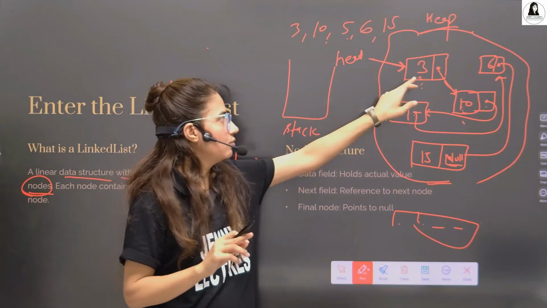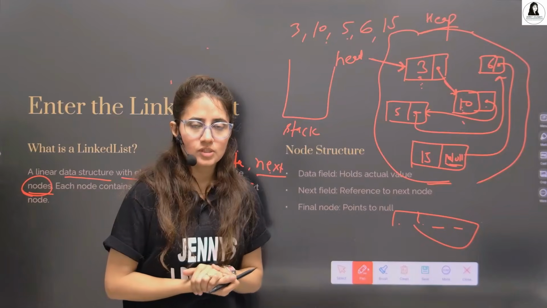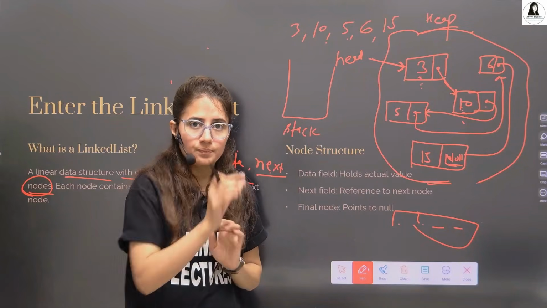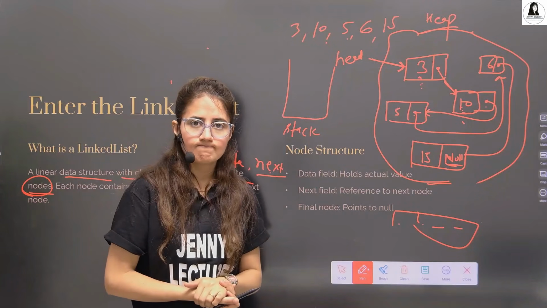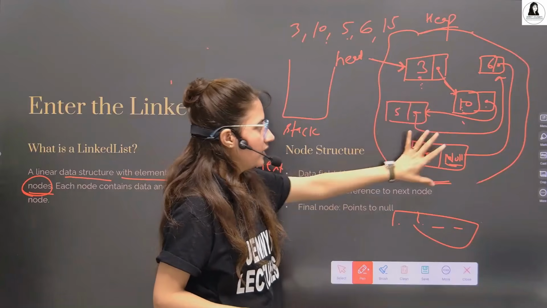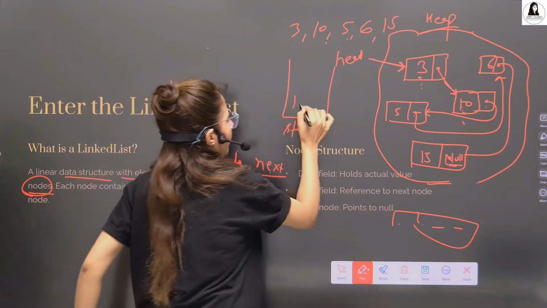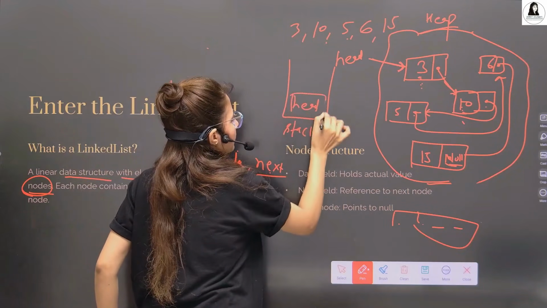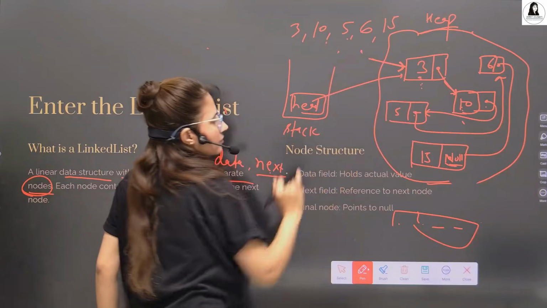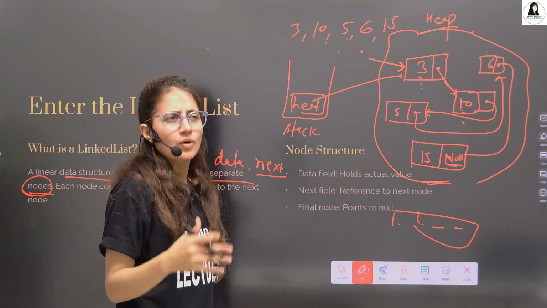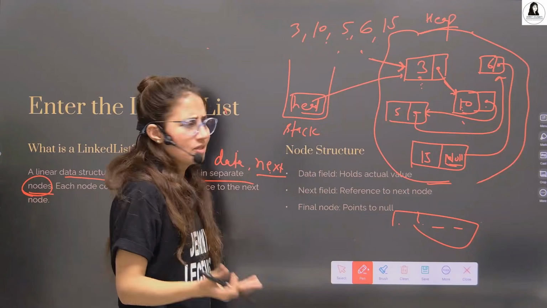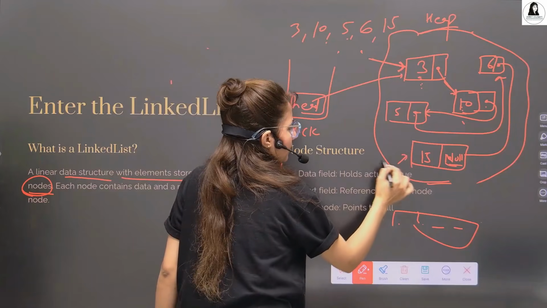So two things are there within a node. This is the basic structure of a node: data and next pointer. Somewhere in heap we have the nodes. Head we have in stack, and this head is referring to this. We also have tail. Why do we need tail? Tail, as the name suggests, is the last element.